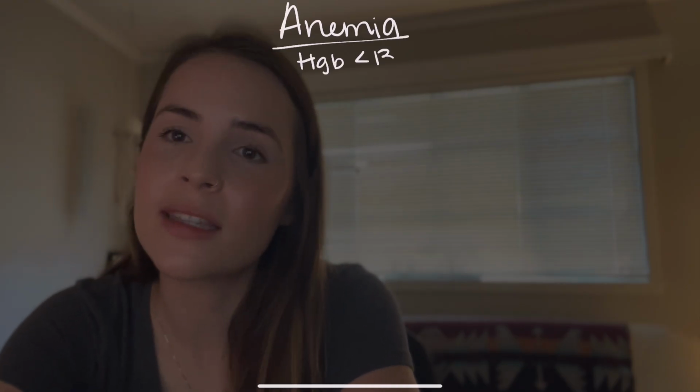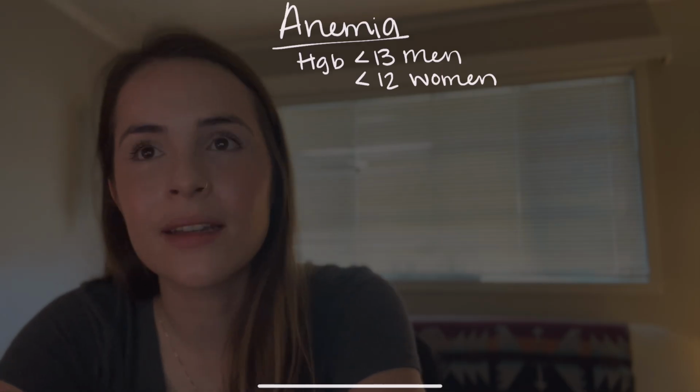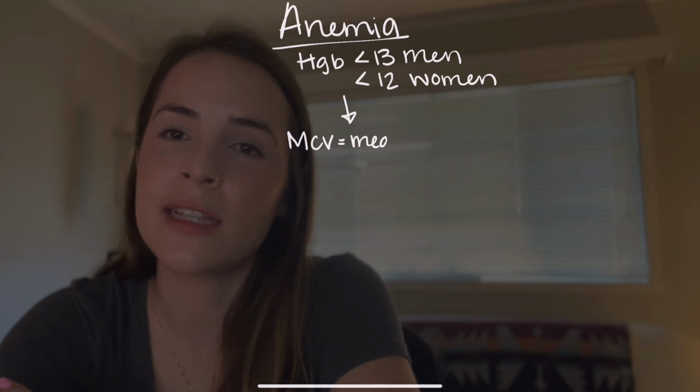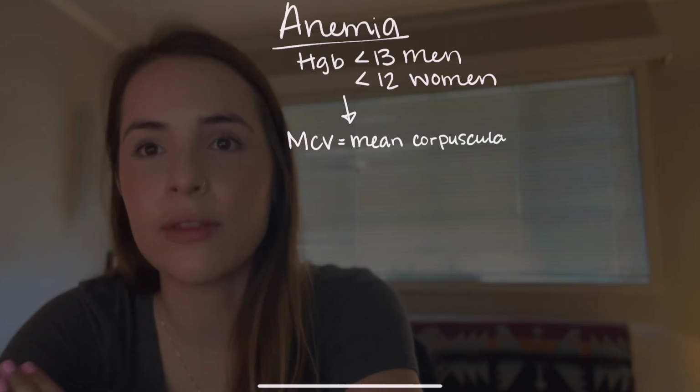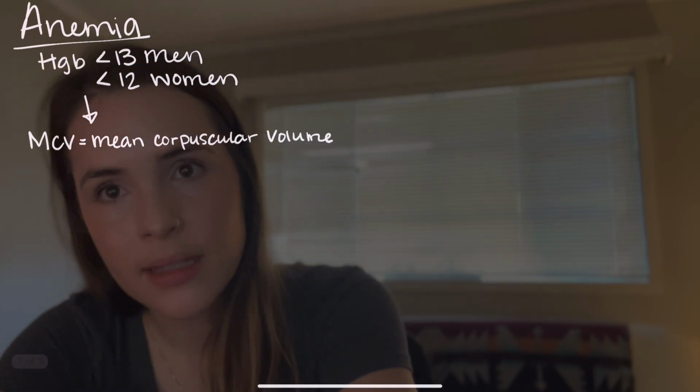So let's start with the definition. It's a hemoglobin less than 13 in men or less than 12 in women, but I care less about the exact number and more about why the number's low. So the first thing I do to figure this out is looking at the volume of the cell, so the MCV. And why? Well, it helps me determine what might be causing the anemia.